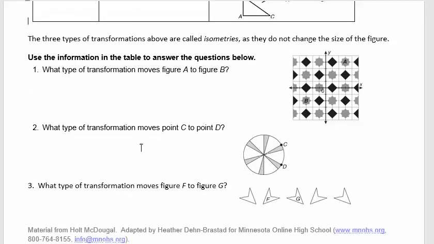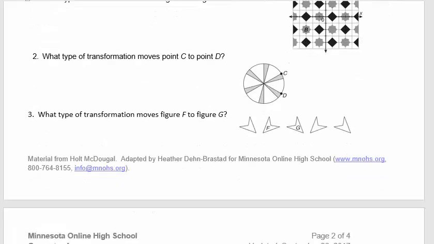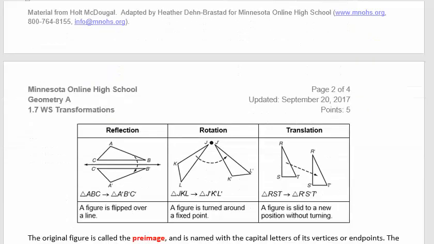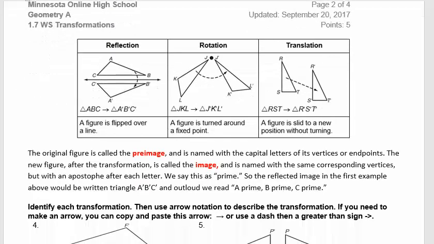And then in numbers 1, 2, and 3, you just have to say how something was transformed. So here's A up here, B's down here. You have to say whether that was a reflection, a rotation, or a translation. Same thing with C and D over here. How did C get to D? And then in this last one, F to G. Sometimes more than one transformation happens, and then it's called a composition of transformations.